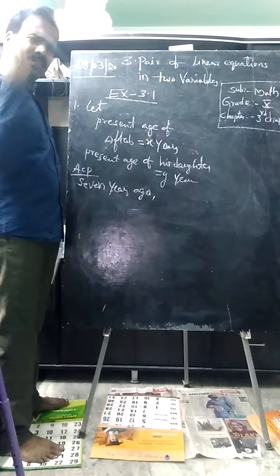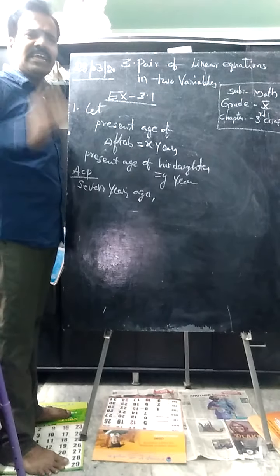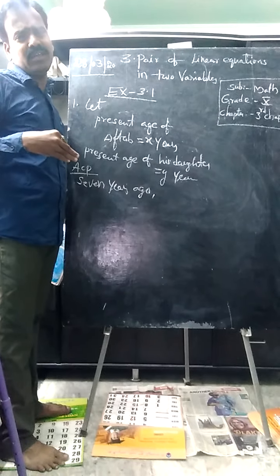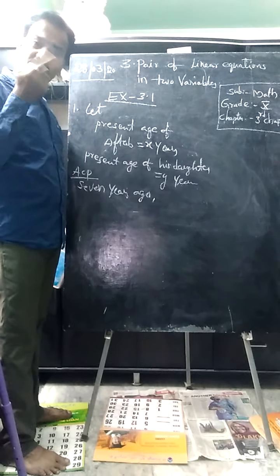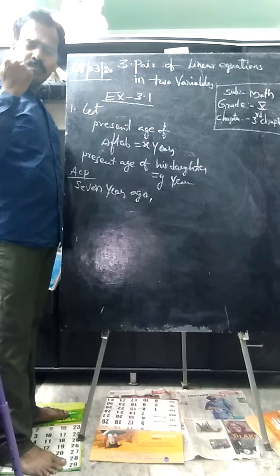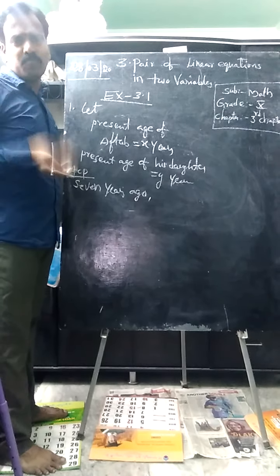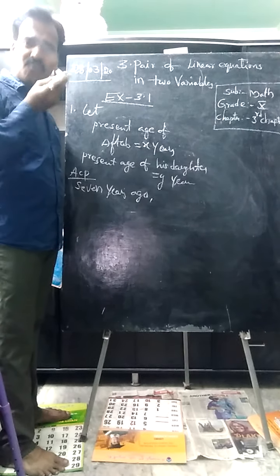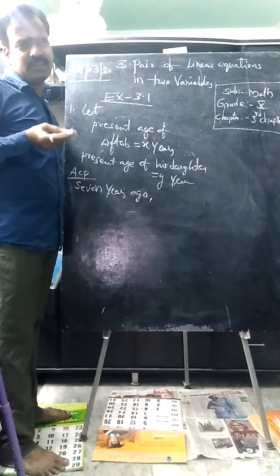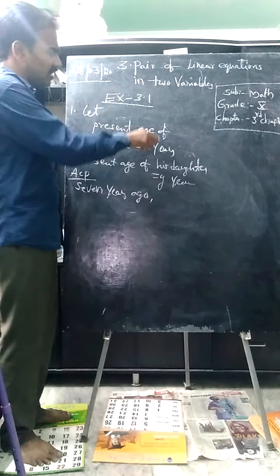When 7 years ago, for example, one person is 30 years old, what will be his age 7 years before? Yes, 30 minus 7, 23 years. So we should subtract. If one person's age is 35 years, if we subtract 7, it will be 28. If one person's age is 13 or 14 years, what will be that person's age 7 years before? Yes, 6 or 7. Similarly, here we consider x.